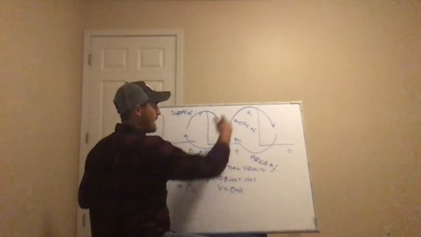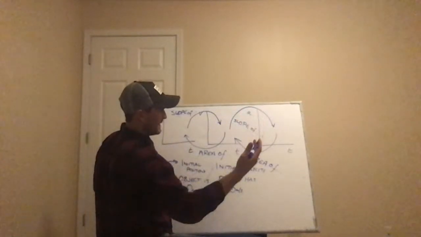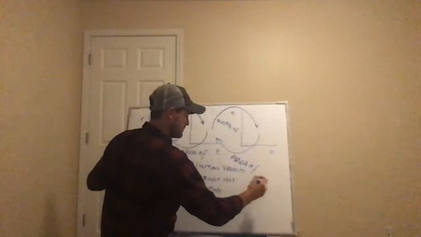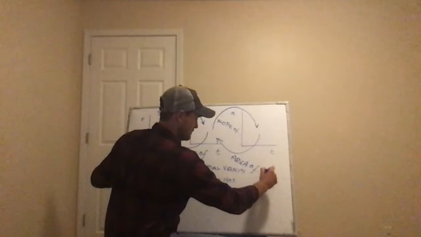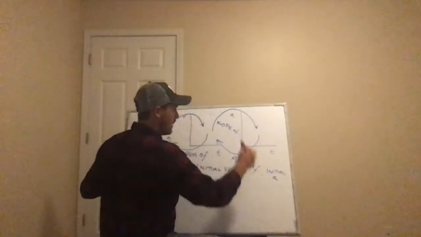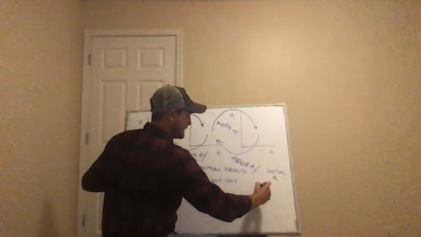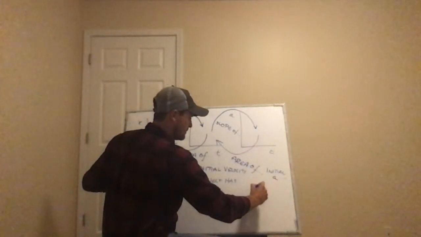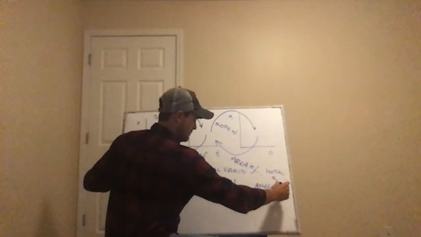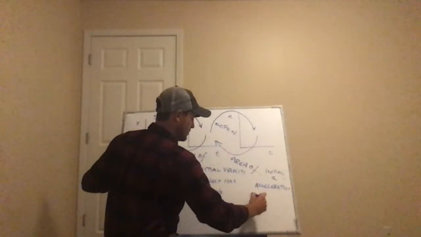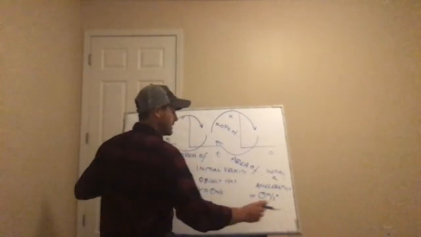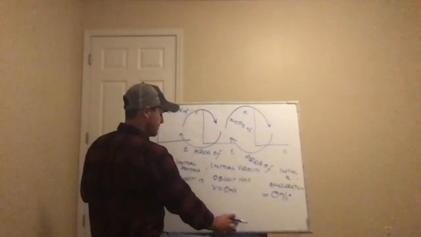And now finally, the y-intercept of my acceleration time graph would tell me initial acceleration. And then the x-intercept would tell me when acceleration is equal to 0 meters per second squared, because typically you're dealing with meters per second squared.